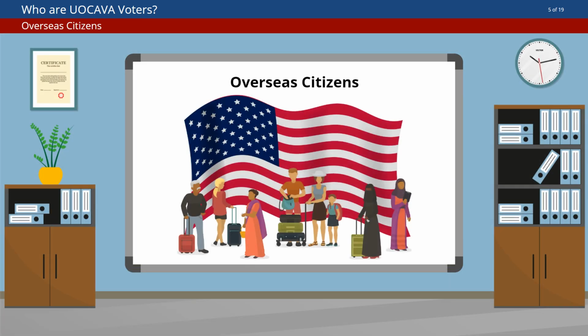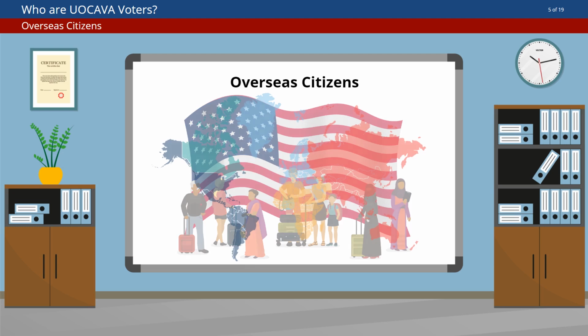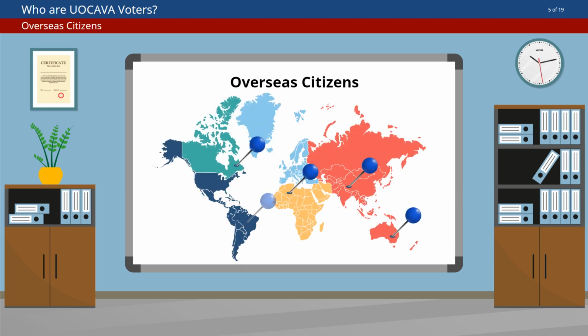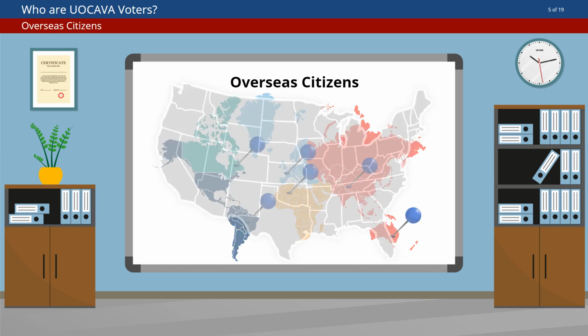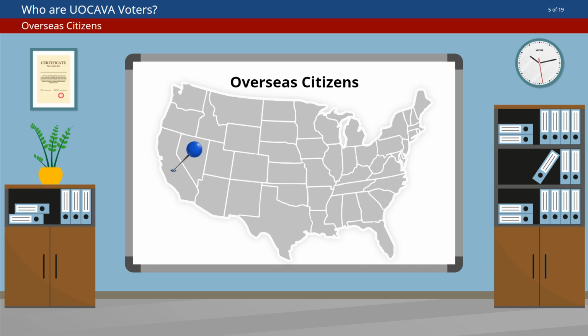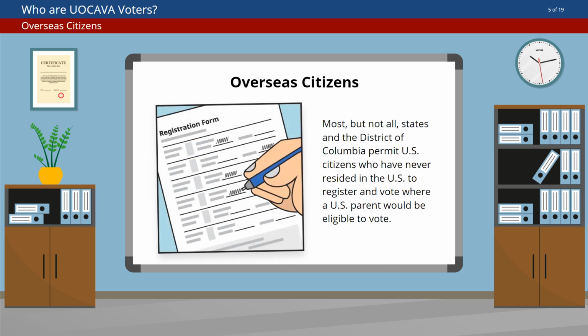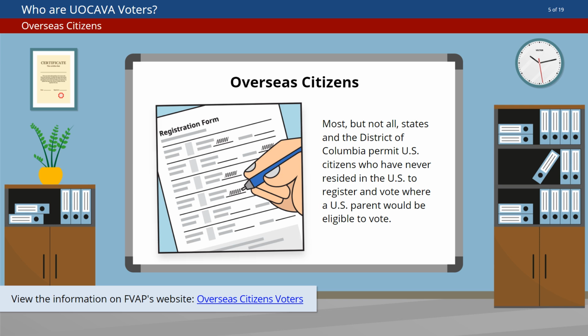An overseas citizen is a person who resides outside the United States and, but for such residence, would be qualified to vote in the last place they were domiciled before leaving the United States. Each state has its own eligibility and residency requirements. Most, but not all states and the District of Columbia permit U.S. citizens who have never resided in the U.S. to register and vote where a U.S. parent would be eligible to vote. The Federal Voting Assistance Program, or FVAP, maintains information on states that allow these citizens to vote.